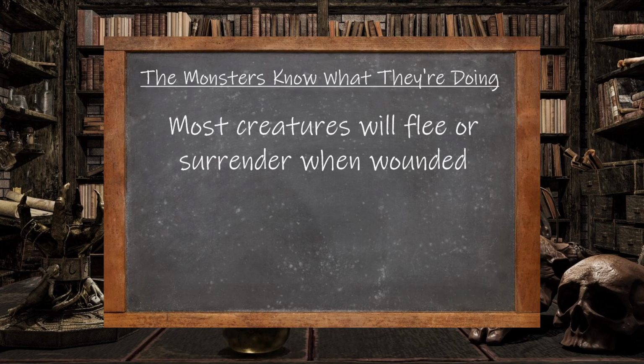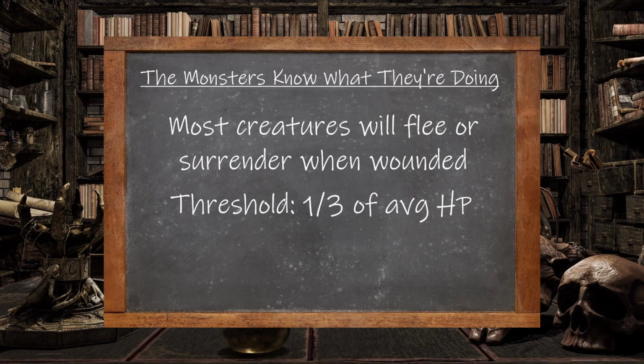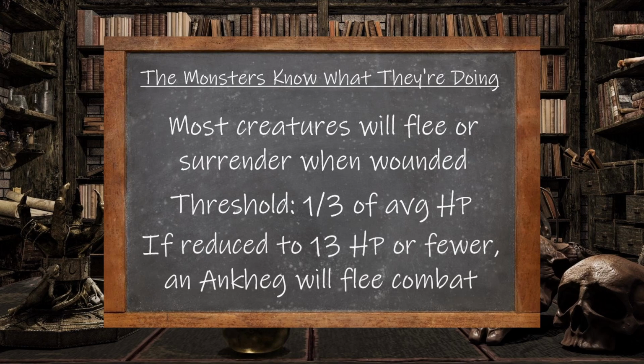Exceptions to this rule are fanatics or intelligent beings who believe they'll be hunted down and killed if they do flee. Now, seriously wounded can be subjective, but we can assume the threshold of that to roughly be 1/3 of the creature's health. With an average of 39 hit points, 1/3 of that would be 13. So, if an Ankheg were reduced to 13 hit points or fewer, it may begin to flee combat, taking any defeated prey with it as it burrows back underground.